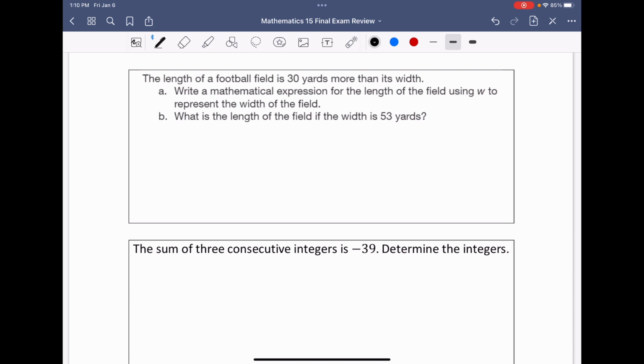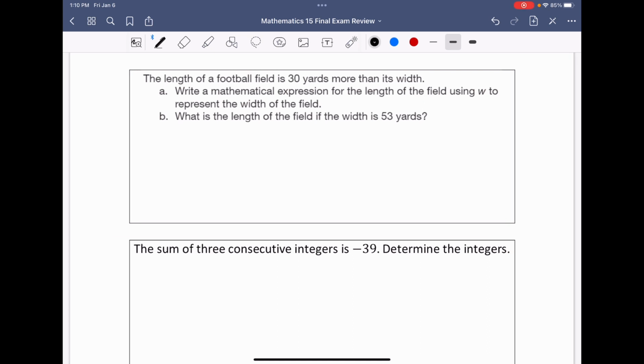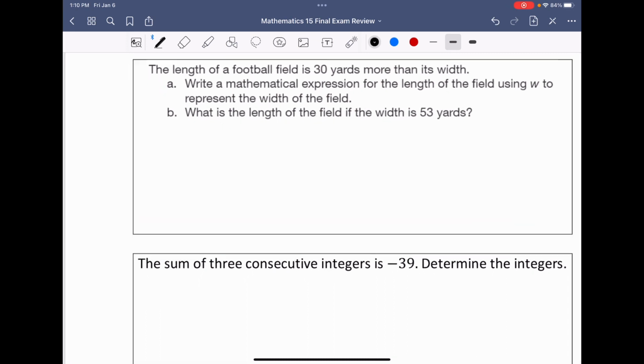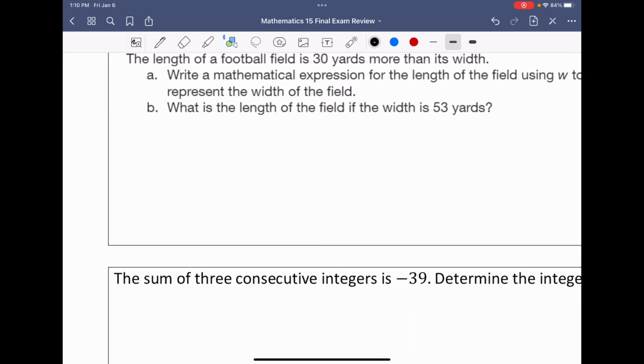All right, the length of a football field is 30 yards more than its width. Write a mathematical expression for the length of the field using W to represent the width of the field. And then what is the length of the field if the width is 53 yards? Okay, so what they're doing is they're saying, let's create an algebraic expression. What I would always recommend is for these pieces here, draw a diagram. A diagram is always critical, especially when they're describing details. In 10C, this is going to become huge too.